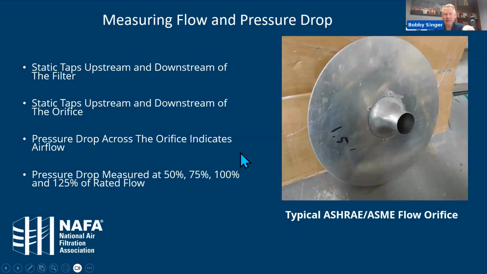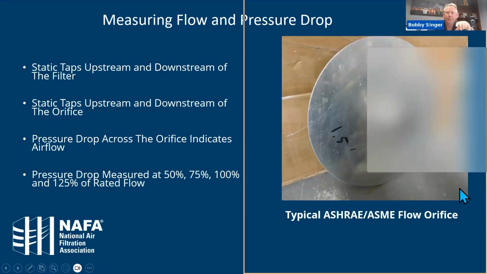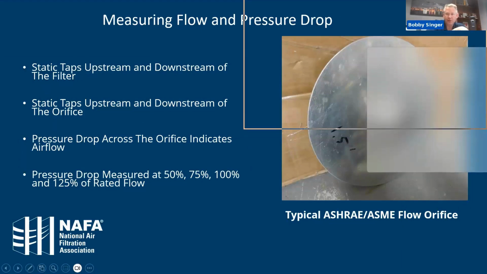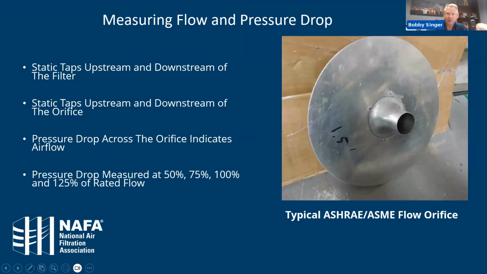So again, I mentioned the static taps upstream and downstream. Those would be upstream and downstream of the filter. That's how we measure pressure drop of the filter, and then the same for the orifice for measuring the flow. For an ASHRAE standard test, we would measure the pressure drop across the filter at 50%, 75%, 100%, and 125% of rated flow. So you get a nice curve of pressure drop readings.